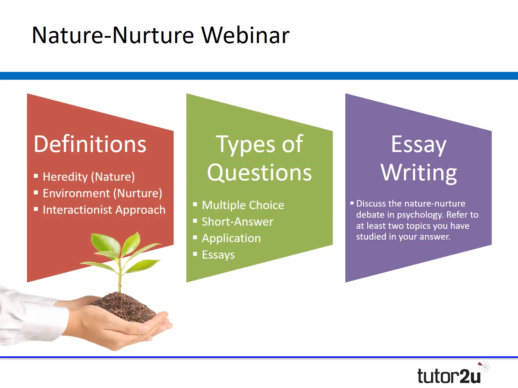Now, in terms of this evening's webinar, 3 things I'd like to go through. Start by looking at the definitions, which is really important within the issues and debates topic. So 4 or 5 definitions you need to be aware of for the nature-nurture debate. Then we're going to look at the types of questions that could come up in the exam and a few little things to watch out for there. And then last but not least, we'll look at how you would tackle an essay question for the nature-nurture debate. And I think this one's probably harder than the essay we looked at in our previous webinar on free will and determinism, and I'll mention why when we get there.